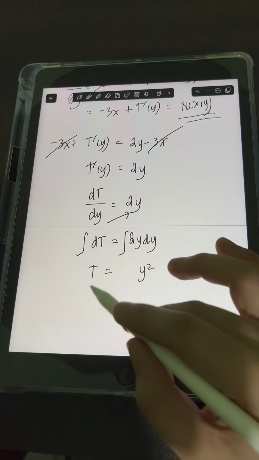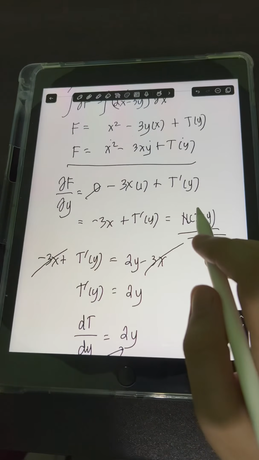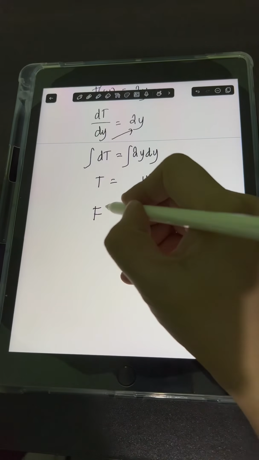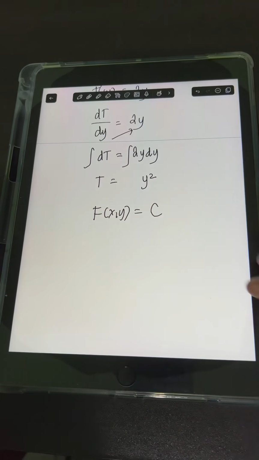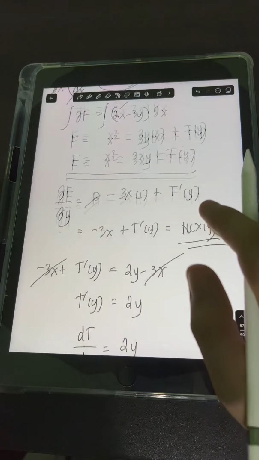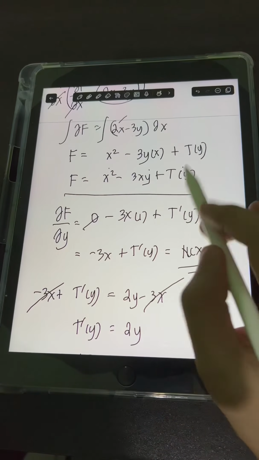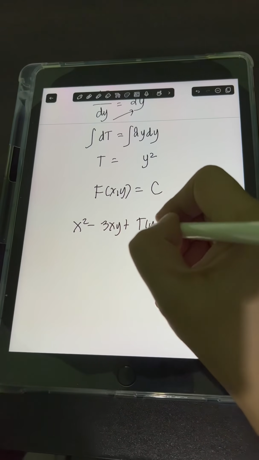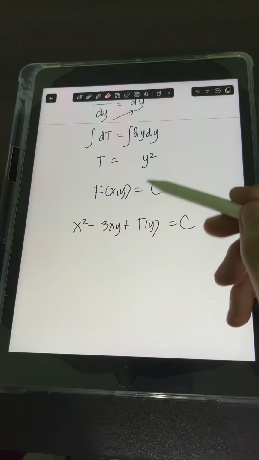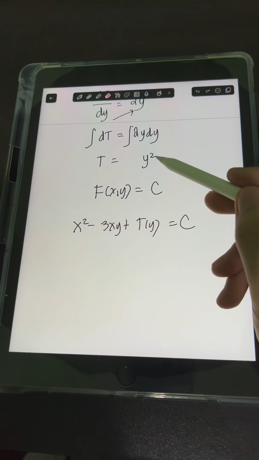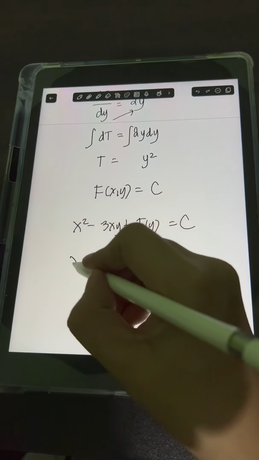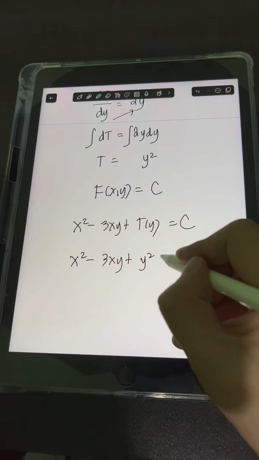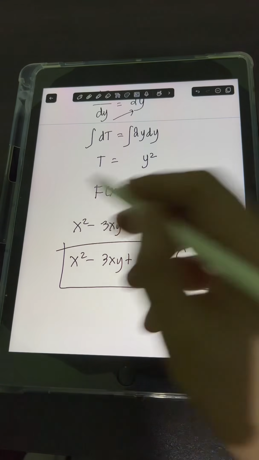Now that we have t(y) equals y squared, we can substitute that in the value of f here. And we will use the general solution, f(x,y) equals c. So substituting f(x,y), we will have x squared - 3xy + t(y) equals c. And then substituting the value of t(y) here, which is y squared, the final answer will be x squared - 3xy + y squared equals c. So this is the final answer.